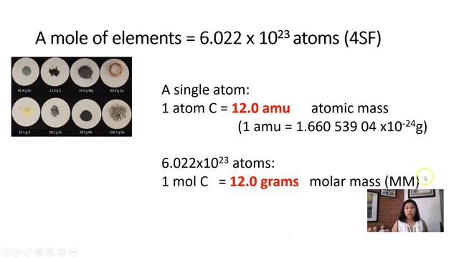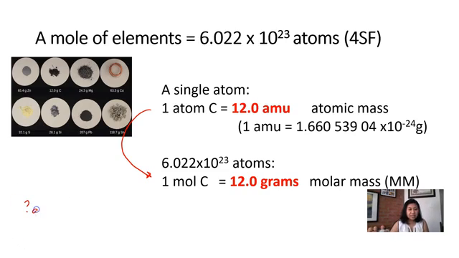Okay, we call the weight of one atom the atomic mass. Makes sense. Mass of one atom. But we call the mass of a mole, or a group of carbon atoms, molar mass, abbreviated as MM or MW in some textbooks. Okay, the mass of one mole. Let's do some quick calculations, so that you can see the importance, or the reason behind the novelty, of this Avogadro's number.